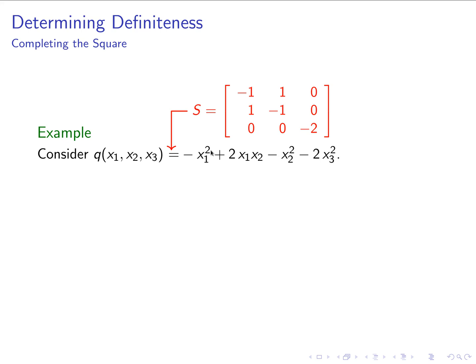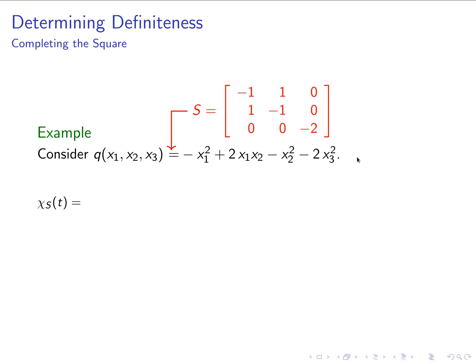I like to always start with the diagonal, and here the square terms are negative x1 squared, negative x2 squared, and negative 2 x3 squared. This means that the diagonal of our matrix is negative 1, negative 1, negative 2. And there's only one other non-zero term here, and that's 2 times x1 times x2. So we should chop plus 2 in half here, and put half of it in the 1, 2 position, and the other half in the 2, 1 position. So here in the 2, 1 position, we get a 1, and here in the 1, 2 position, we get another 1. And all of the other terms need to be 0 because there are no other terms in our quadratic form.